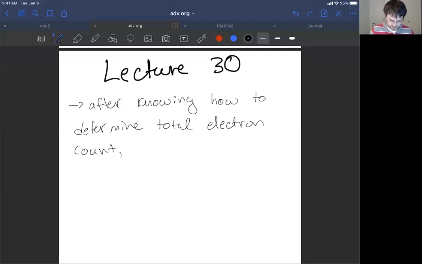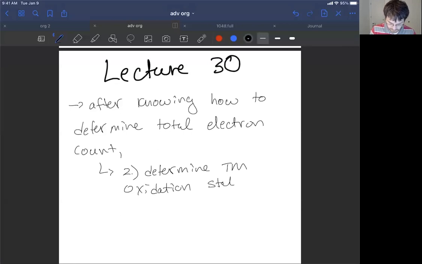after determining the total electron count, we also want to, in step 2, determine the transition metal oxidation state, as well as, in step 3, determine the d-electrons on the metal. Both of these go hand in hand, and they start with a good understanding of what the ligands are doing to the electron count on the molecule.